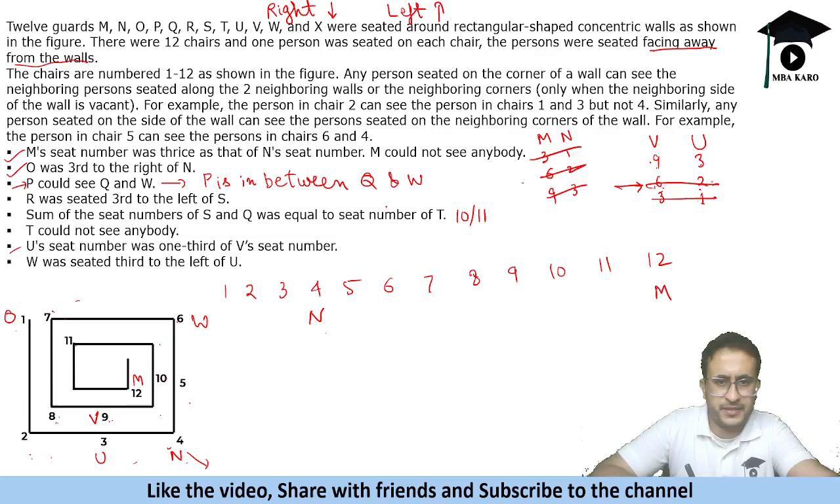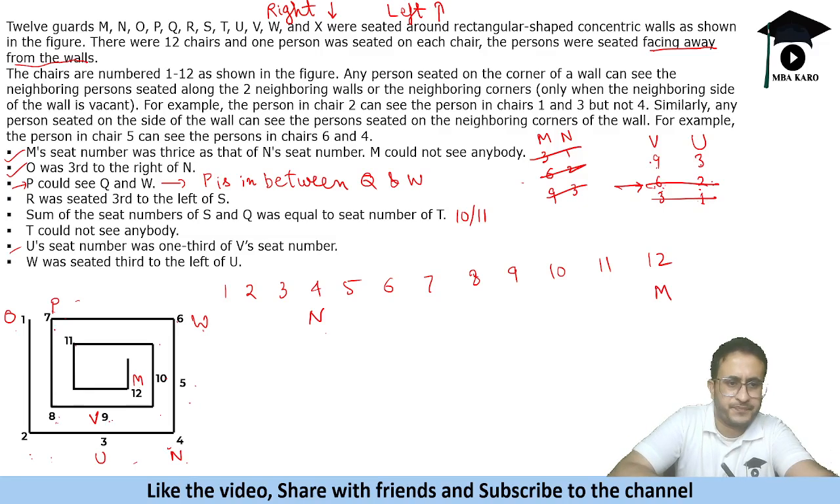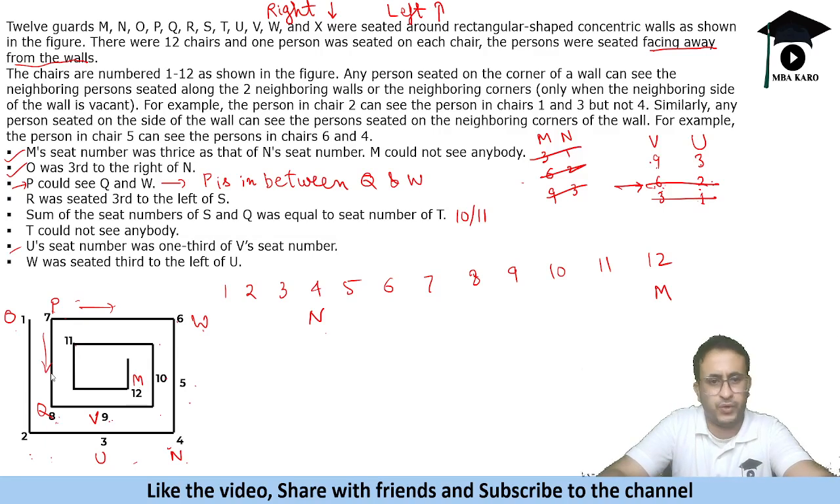Now P is in between Q and W. So this is W, we cannot put P here because N is already placed. So this is P and this is U. Now P can see U also, and P can see Q and W. Sorry, this is Q and this is W. So P is here, P can see this, and P can see Q also. Okay, so that is also done.